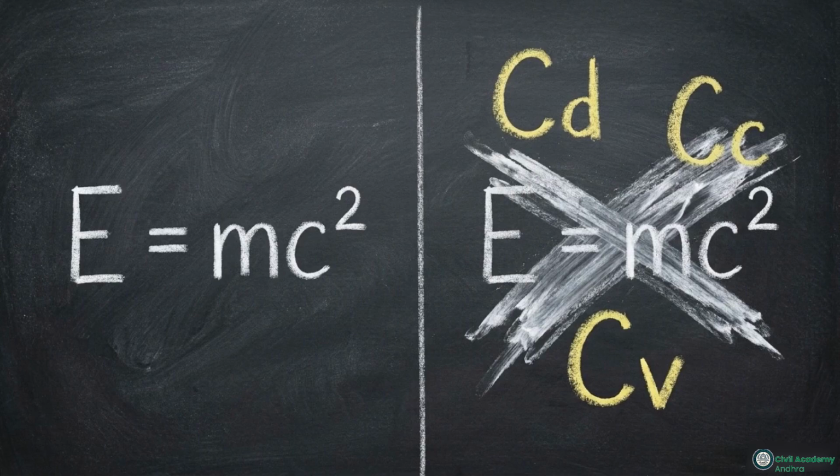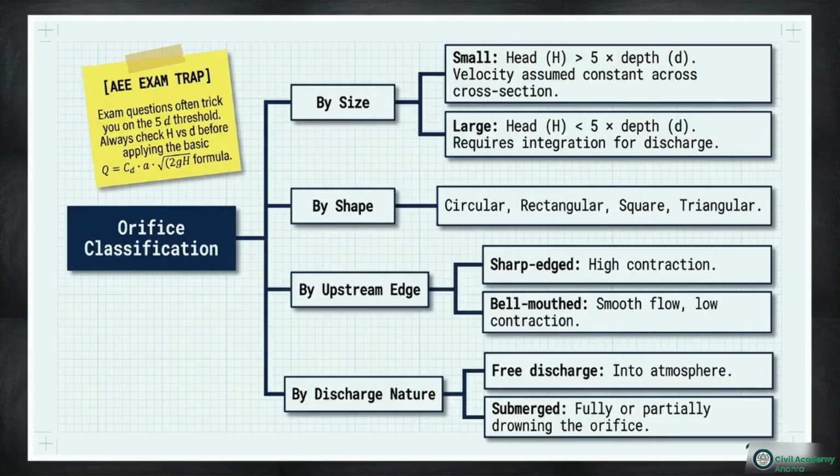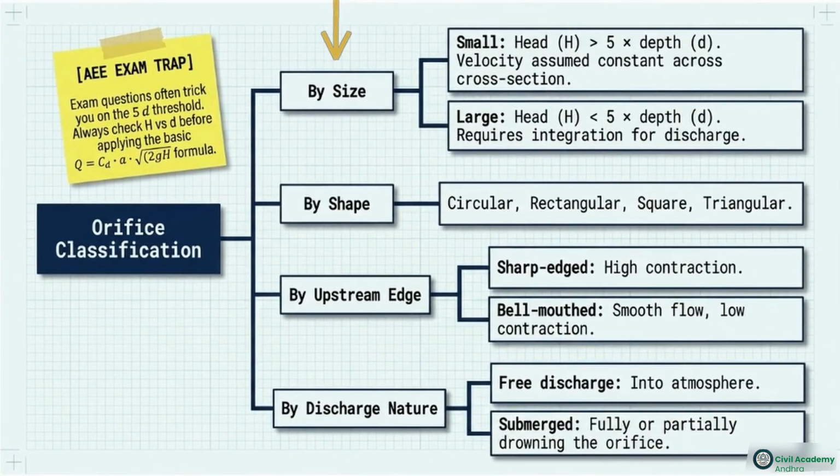correct the ideal equations. This flowchart maps the parameters to categorize orifices. They are categorized by shape, upstream edge profile, and whether they discharge freely or remain submerged. Pay close attention to the classification by size branch. This is where mathematical divergence begins. Size in this specific engineering context does not mean the absolute diameter of the hole. It is a strict mathematical threshold comparing the total pressure head of the fluid, H, against the vertical depth dimension of the opening, lowercase d.